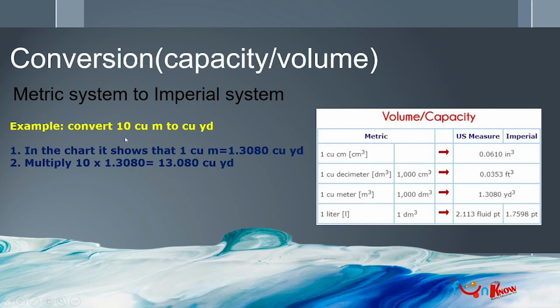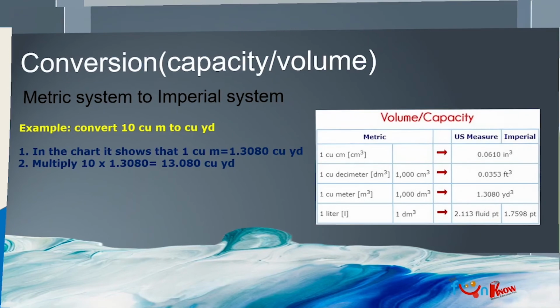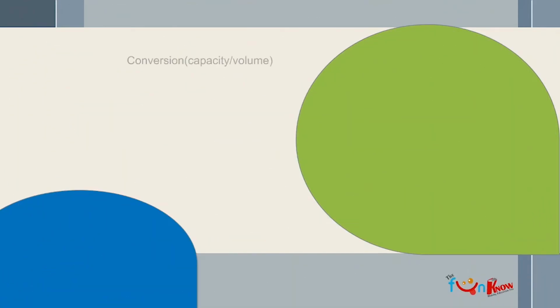So they are asking us 10 cum. So what you will do? Multiply 10 by that number, that is 1.3080. You will get the answer as 13.080 CUYD. So this is how you can convert from a metric system to the imperial system in volume. This is conversion of volume.